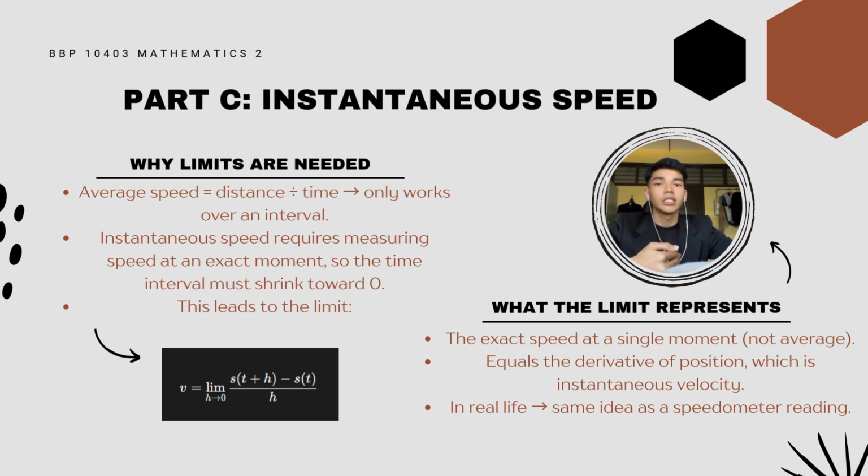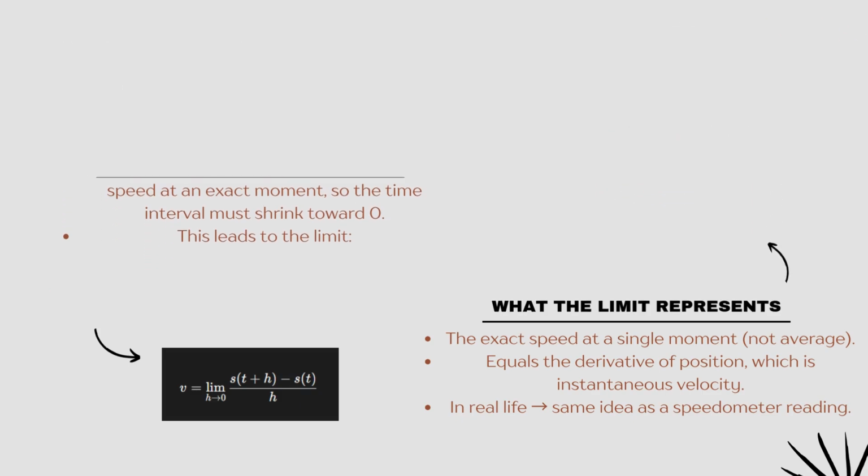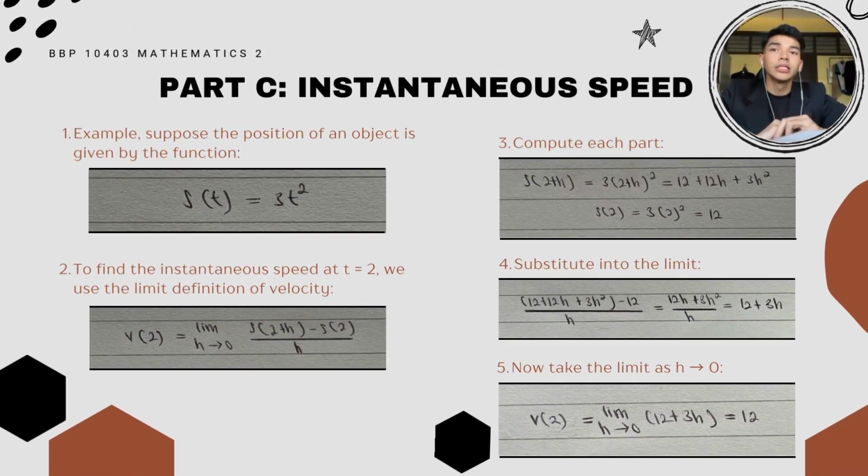In real life, this corresponds to what a speed meter shows, your speed right now. For example, if an object's position is given by s(t) = t², we can find the instantaneous speed at time t = 2.